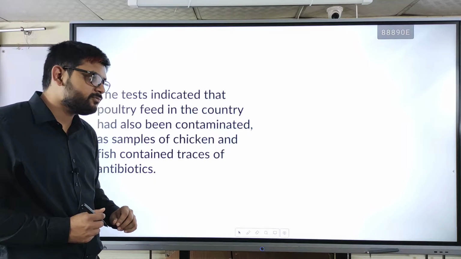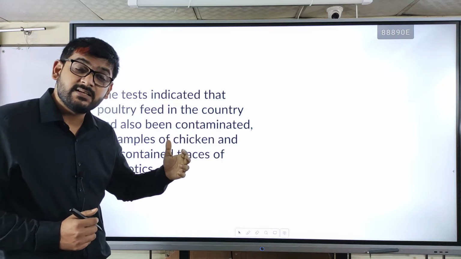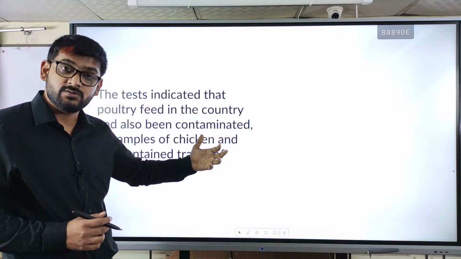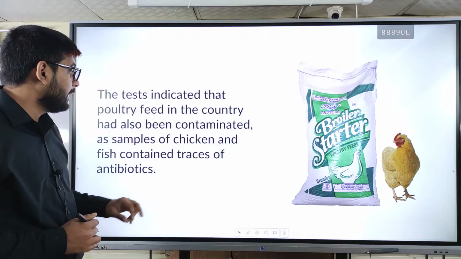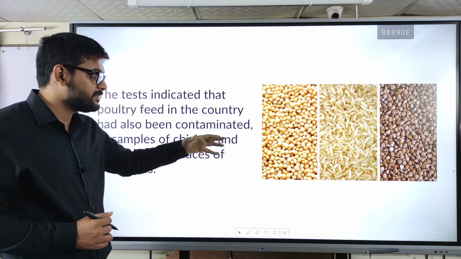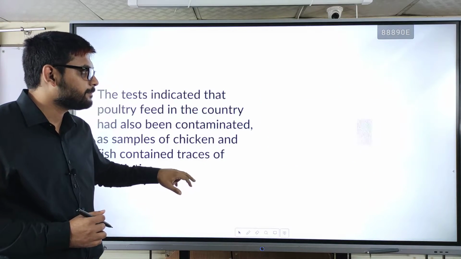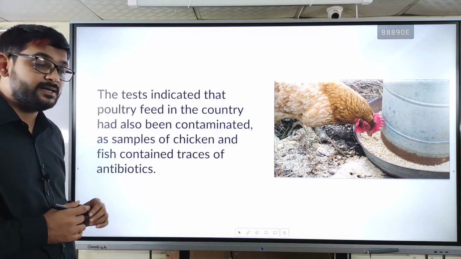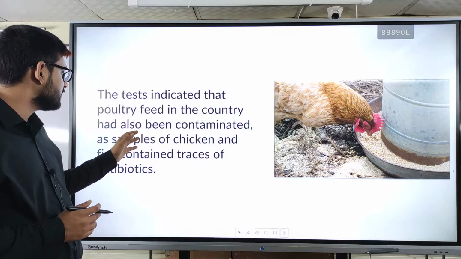What is poultry feed? Poultry feed is the food that we feed the chickens or fishes in a pond. These are poultry feed, and there are some more pictures. These things are eaten by chickens and fishes in a pond. So after the adulteration test, they found that poultry feed also is contaminated.